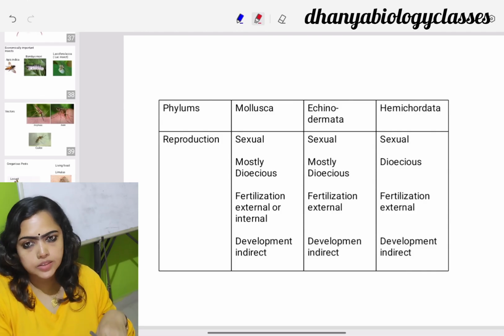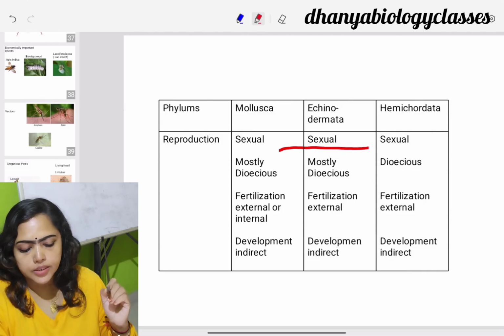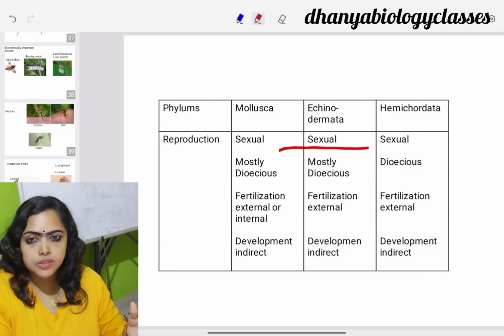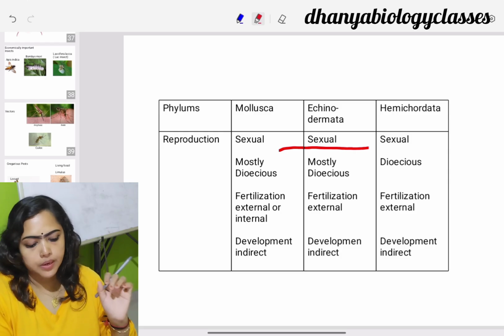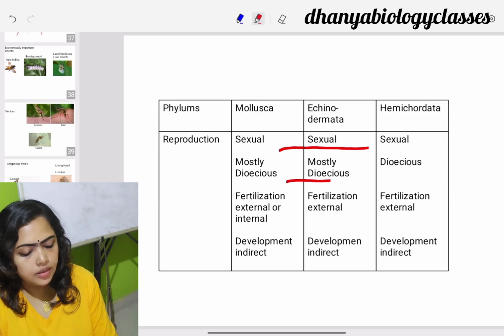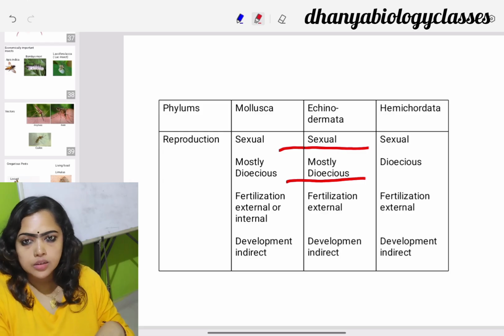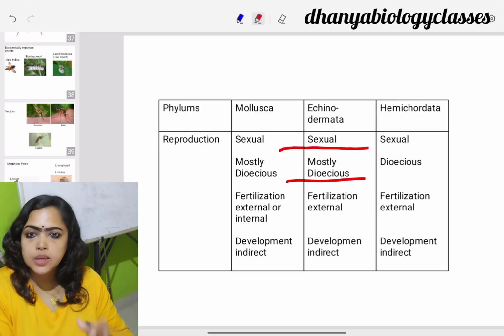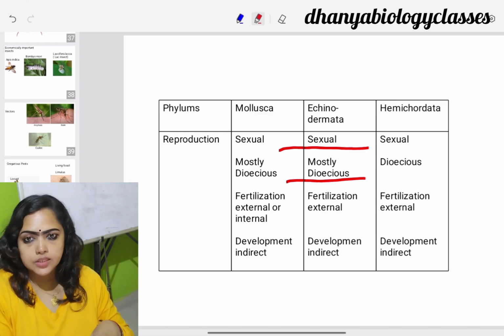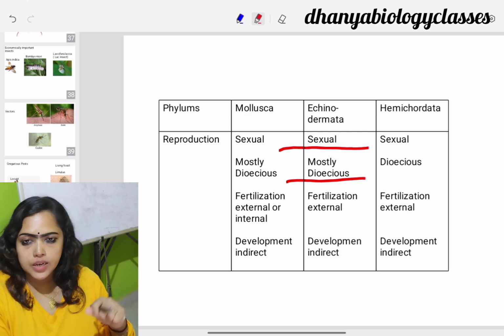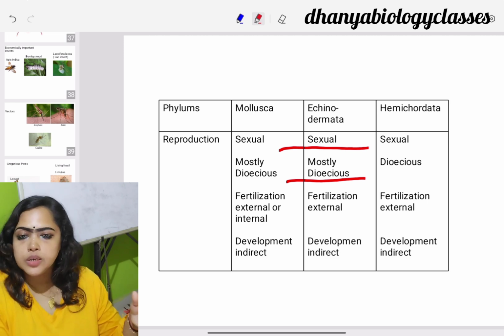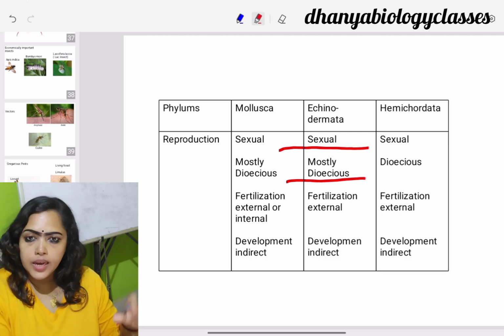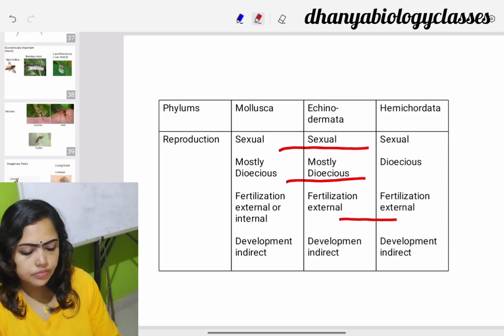And then reproduction related features, in all three phyla. Which mode of reproduction? Sexual mode of reproduction. And their members are mostly dioecious, that means sexes are separate. And then fertilization: in Mollusca, both forms are there. That means some show external fertilization while others show internal fertilization. While echinoderms and Hemichordata have only external fertilization.